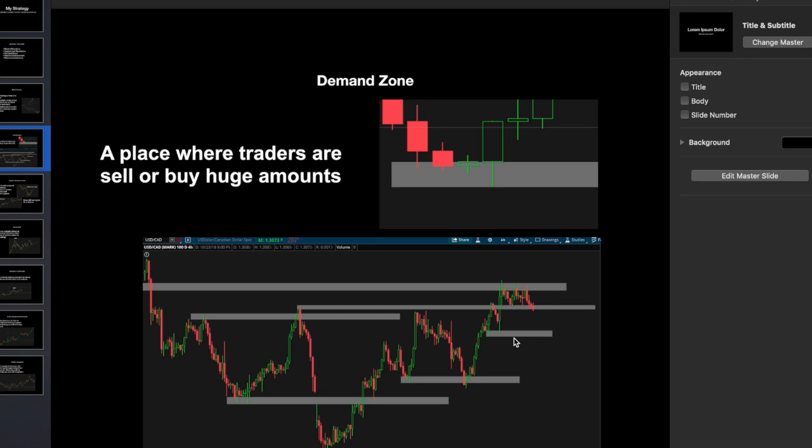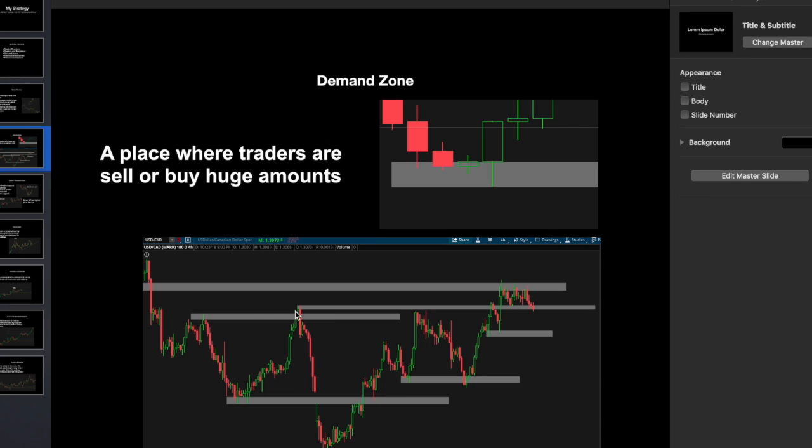You can see that we established a couple of demand zones. What that means is, when you establish a demand zone, you extend it to the right side. This is going to be the area where other traders are looking to buy huge amounts. You can see they do that: they buy a huge amount and take the chart to the upside.